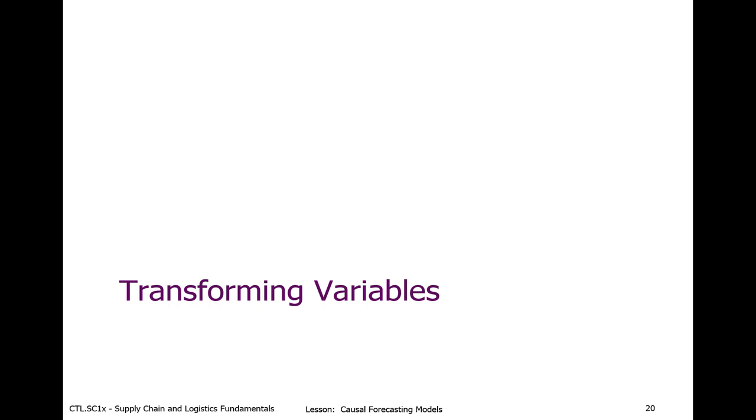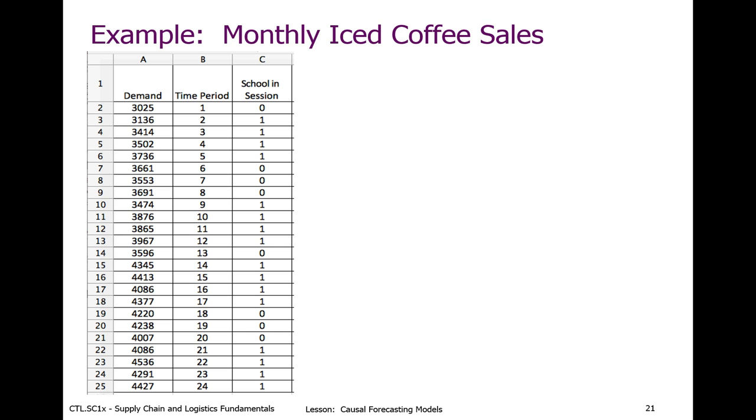So now we want to look at how we can transform variables. And let's look at an example, because this is something that's very useful. So here's my data again. I got rid of all the columns that I'm not going to use. I've still got my demand in monthly coffee sales in column A. Column B tells me my time period, each of the months, and I've got 2 years worth of data here.